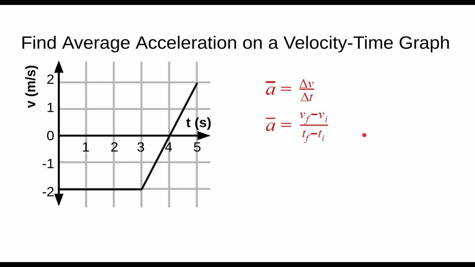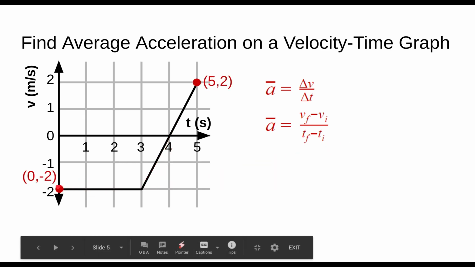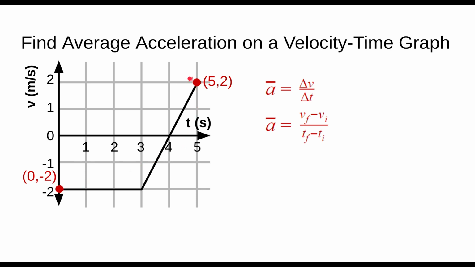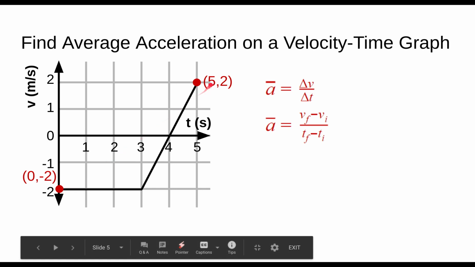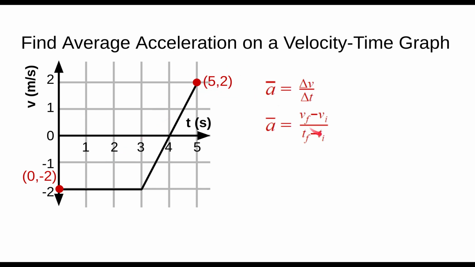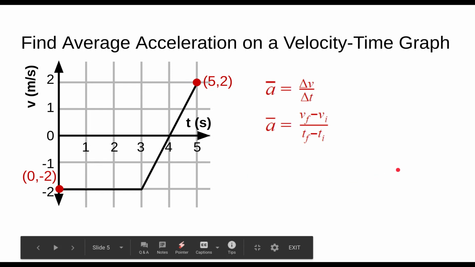But notice that we're not going to look at this slope and this slope. We're going to look at the initial time and initial velocity and the final time and final velocity. And so the 2 points we're going to use in this acceleration equation are just the final and the initial.